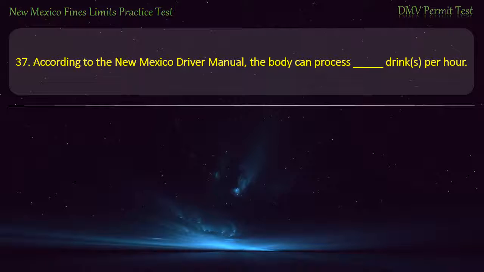Question 37. According to the New Mexico Driver Manual, the body can process drinks per hour. 4, 1, 3, 2. Answer. 1.